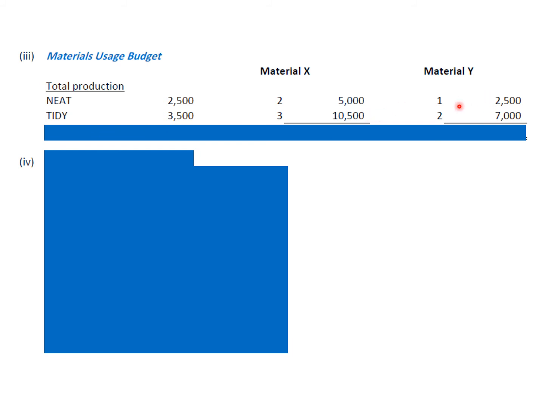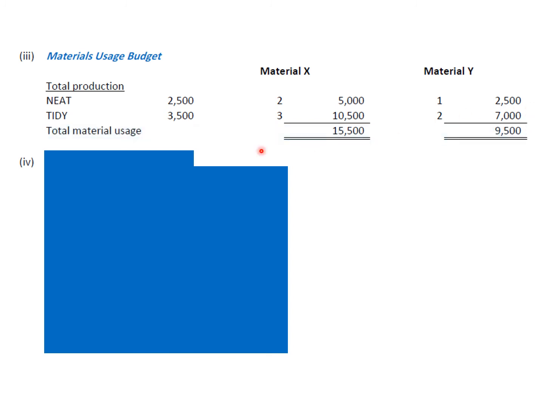Untuk Y, cara yang sama, berapa neat pakai Y? 1 unit. Berapa tidy pakai Y? 2 unit. So, you darabkan. Ni semua dalam bentuk units. Then you dapatlah the total material usage by adding these two. Selepas you tahu banyak mana you nak guna, barulah you boleh decide banyak mana you nak beli. Sebab tak perlu pun beli semua because ada opening dan closing stock.